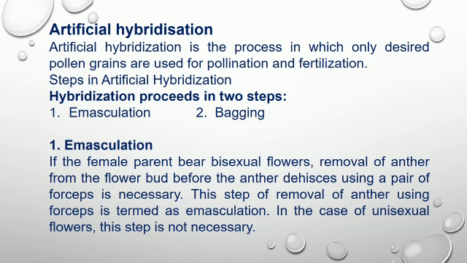Emasculation. If the female parent bears bisexual flowers, removal of anthers from the flower bud before anther dehiscence using a pair of forceps is necessary. This step of removal of anthers using forceps is termed emasculation. In the case of unisexual flowers, this step is not necessary.